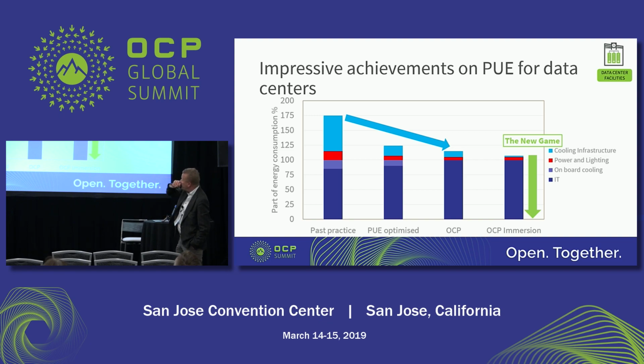Let's say if I would plot past practice, this is energy consumption split down into IT, which is the 100% level more or less, part of which is onboard cooling, of course. Then the red is losses on power, and the blue one is the cooling infrastructure. What you see is you go down from past PUE of 1.75 to 1.25 maybe, with OCP making things simpler and more energy efficient, going in the direction of 1. And of course the big challenge is what to do after that.